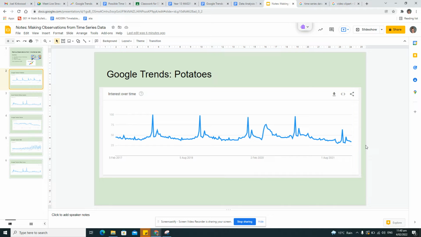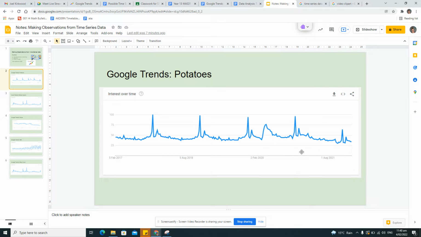And as you can see here, in terms of looking at the overall trend, my first observation is that overall there is a slight decrease in the number of times the word potato is being searched on Google because the start of the graph is slightly higher than the end of the graph on this side. So overall there is a decreasing trend.